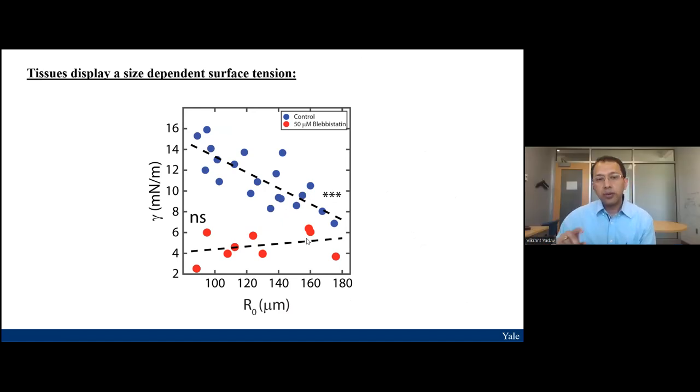So the red curve here, the prediction that we have is for this control term. The red curve is blebbistatin. The reason we think that this is being driven by motor activity is because when we suppress the motor activity by adding blebbistatin, we see that this thing starts behaving like a regular fluid. It has a surface tension, which is constant over the size of these aggregates. And we believe that this size-dependent surface tension has something to do with motor activity.